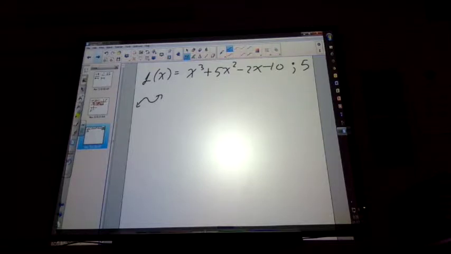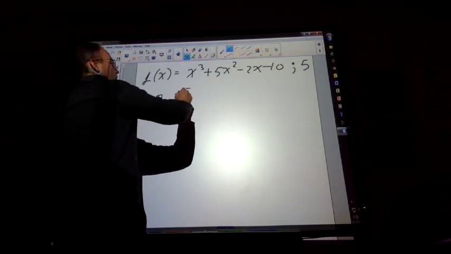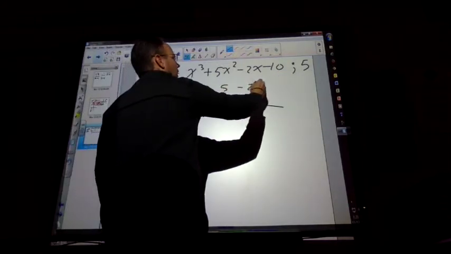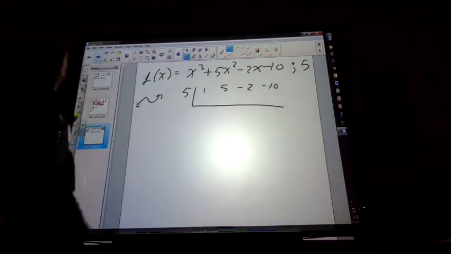Graph it. And if you graph it on your graphing calculator and you see that it crosses at 5, then you truly know. So on this one, I would approach this problem by using synthetic division with 5, and I don't have any holes or gaps here. So I'm going to do synthetic division.